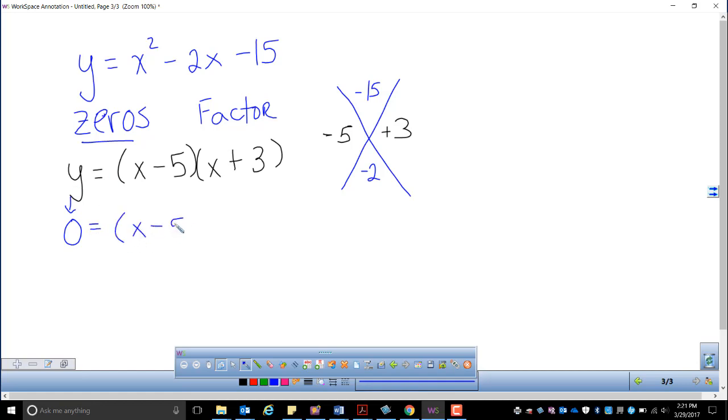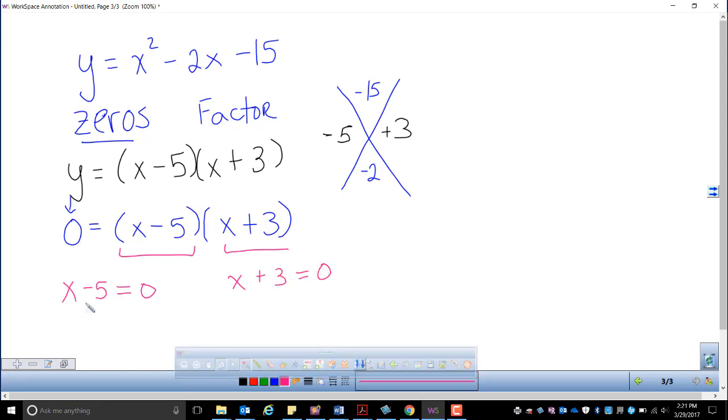x minus 5, and then times x plus 3. What we're going to do then is that new little rule. We're going to take each one and set it equal to 0. And then this one, x plus 3 equals 0. And you just do the opposite. So if it's minus 5, it's going to be plus 5. So one of my answers is positive 5. This would be minus 3. So my other zero is negative 3.